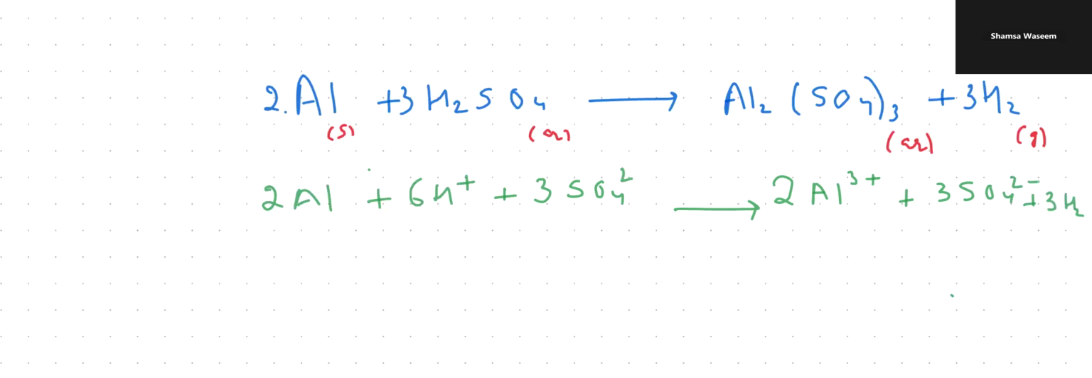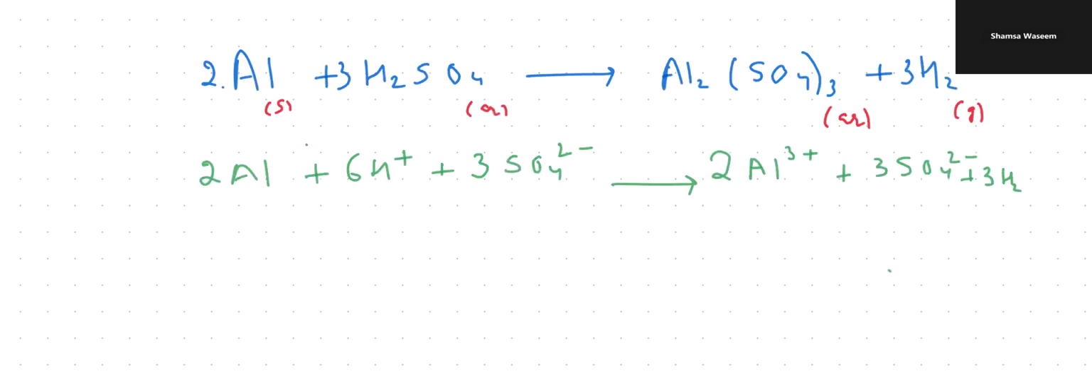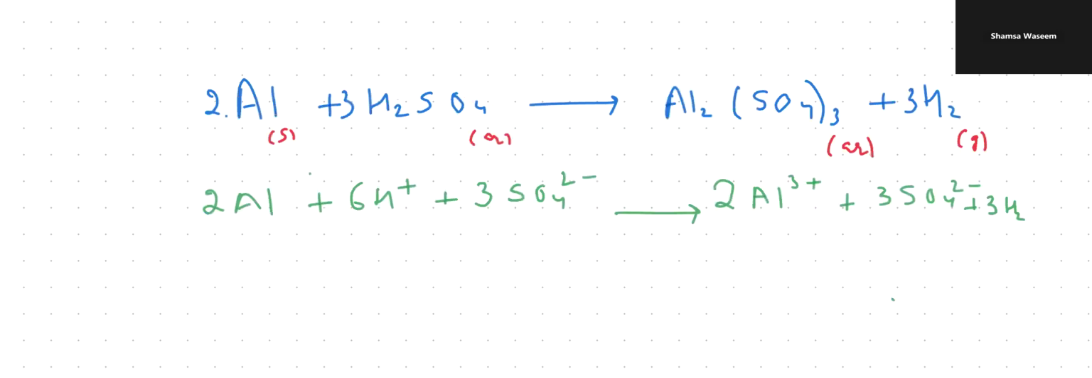Now, next is to look for the spectator ions. The spectator ions are the ones which were there in the reactants as well as in the products. So take a moment. What will be the spectator ions? Can we cancel aluminium? No, right? Because here the oxidation number is 0. It's in an elemental state. So the spectator ions will only be sulfate.